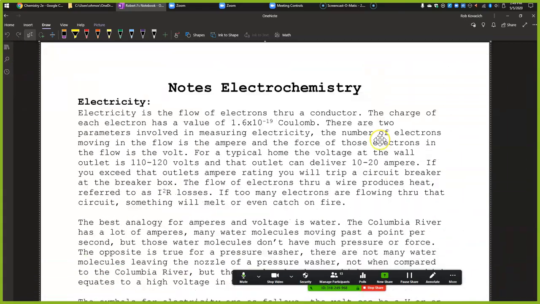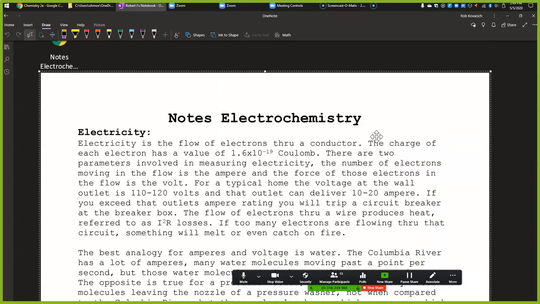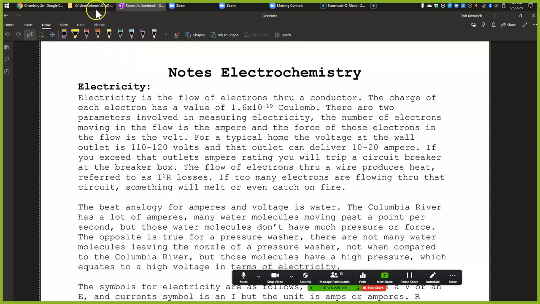Right. So we'll switch over to electrochem. We're having our test like next week, right? We are. I think so. I mean, or maybe two weeks from now, but I checked the syllabus and it was pretty close.